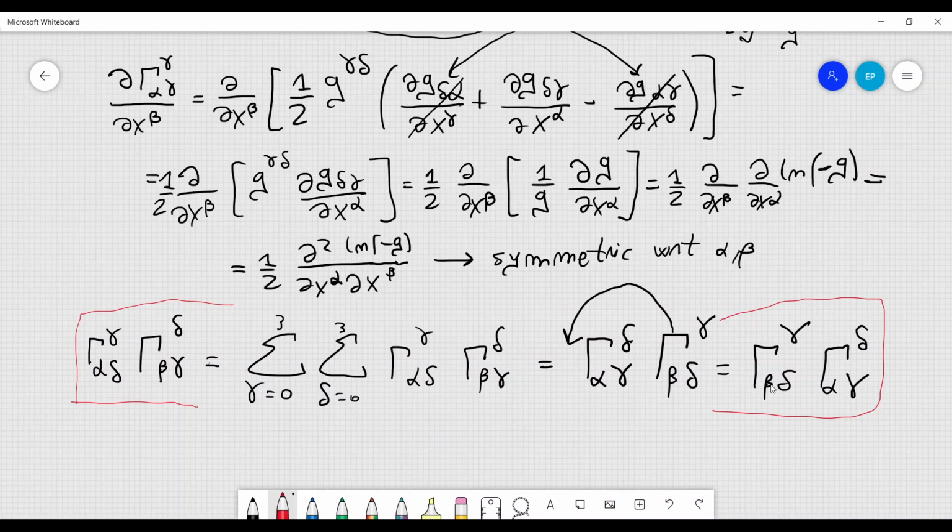by changing beta to alpha and alpha to beta. Okay, so you can see that it is symmetric with respect to the indices alpha and beta. So that's what we wanted to prove. And therefore, it means that indeed the Ricci tensor is symmetric. So R alpha beta is equal to R beta alpha. So this is just due to the properties of tensors.